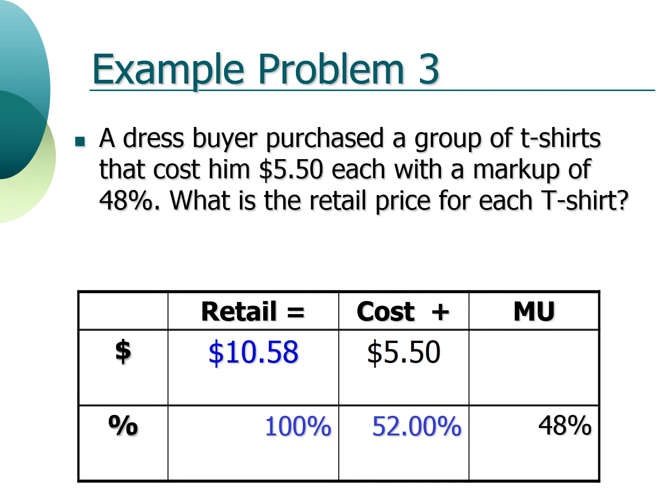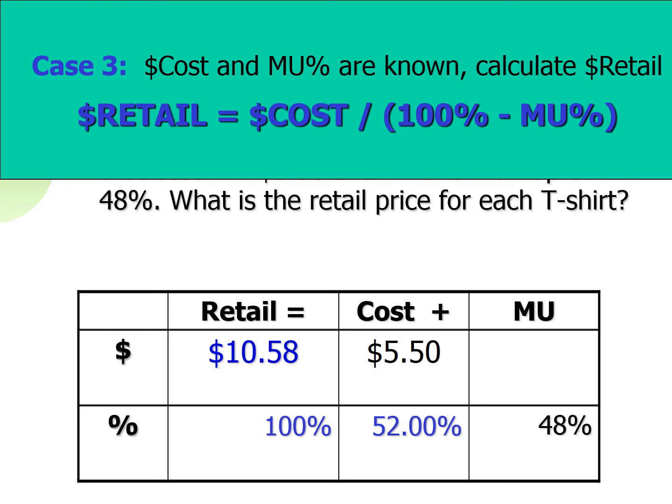So again, we went through two steps. First, we had to figure out the cost percent by subtracting markup percent from the retail percent. And then we divided the cost dollar by the cost percent. So there's two steps of calculations. And we can combine those two steps into a single formula when we know the cost dollar and markup percent, and we have to figure out the retail dollar from them. Retail dollar equals cost dollar divided by 100% minus markup percent. Again, that 100% minus markup percent represents the cost percent, and cost dollar divided by cost percent will be the retail because cost percent is cost dollar over retail dollar.